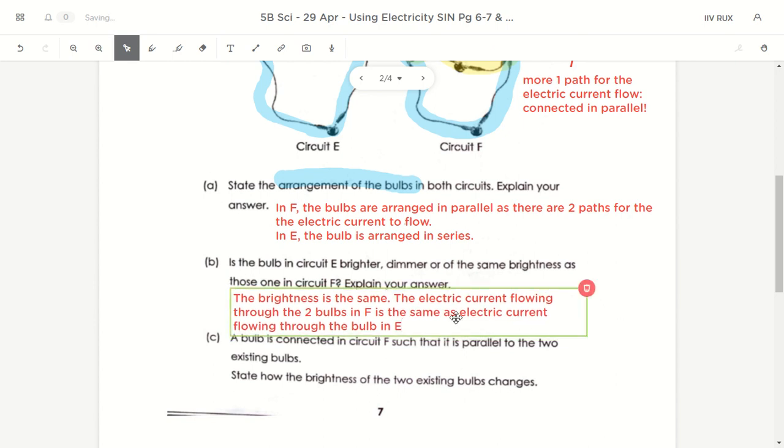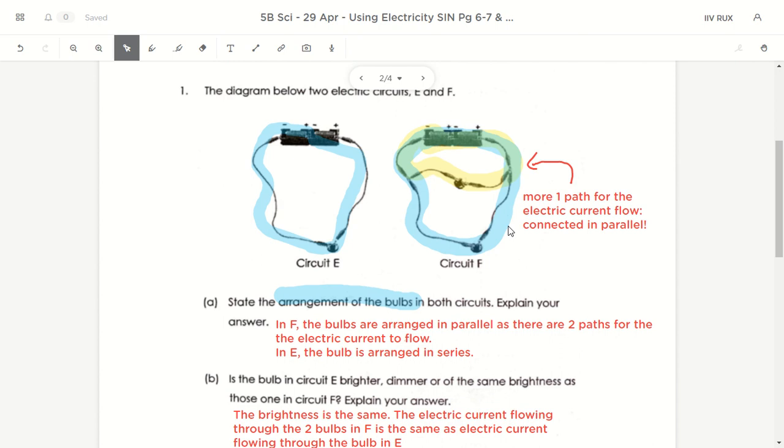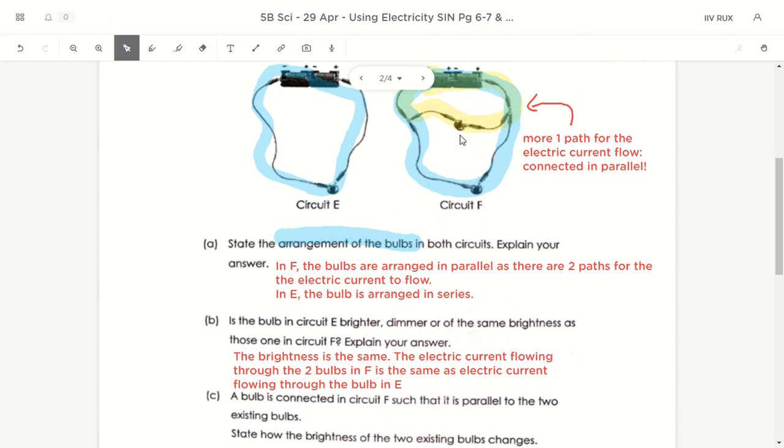So when you connect bulbs in parallel, the interesting thing is that the brightness will remain the same because the same amount of electric current flows through each path. There will be no drop in electric current. Although it's split, it's not actually being shared; it's still the same amount of electric current passing through the bulb. That's why it's still the same brightness, because the electric current flowing through the two bulbs in F is the same as the electric current flowing through the bulb in E.